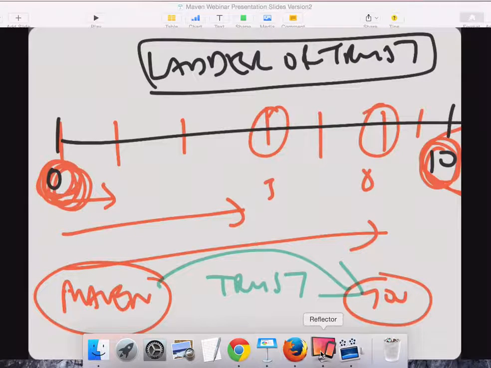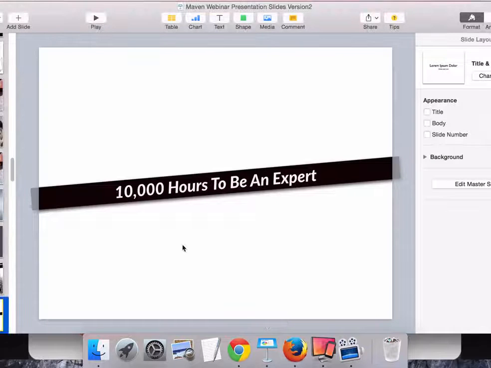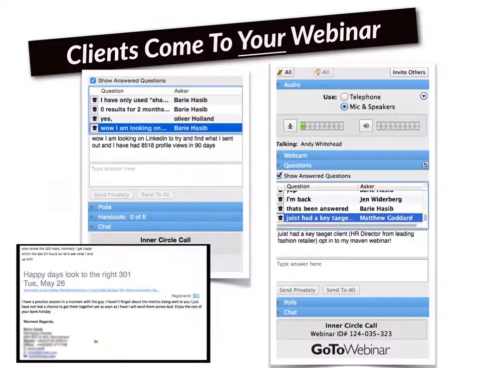But if you're up here on the ladder of trust, which you get from the mavens, and you combine that with a system where you're front of mind, guess what? You get paid. So that's what we need to be focusing on. You don't need to be that expert. You get the transference of trust. Now you're thinking, Andy, will clients really come to my webinar?